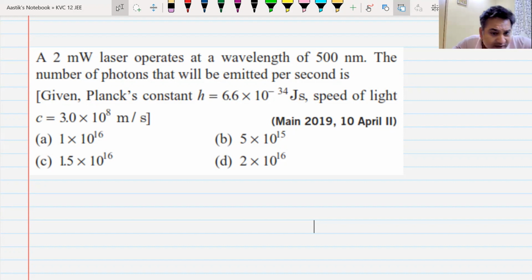Milliwatt or megawatt, whatever this is. The laser operates at a wavelength of 500 nanometers. Don't worry about the milli and mega, because the powers are all different and the numbers are all different. So don't worry about mega and milli. Just look at the number that is coming. This laser operates at a wavelength of 500 nanometers.